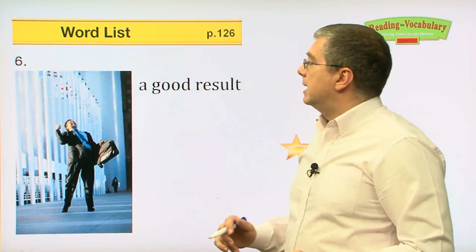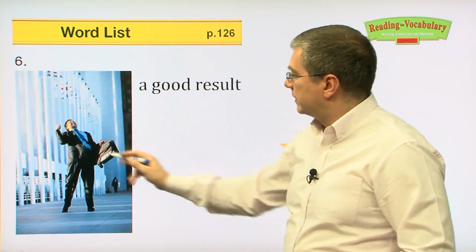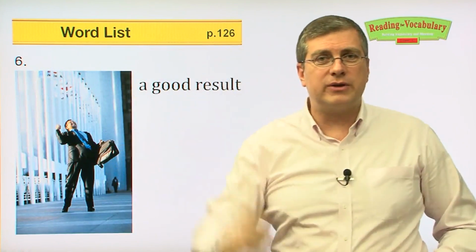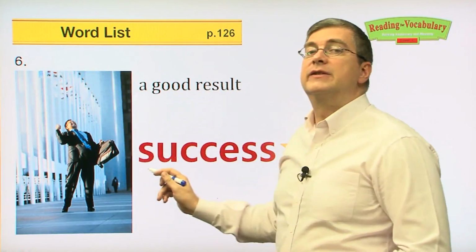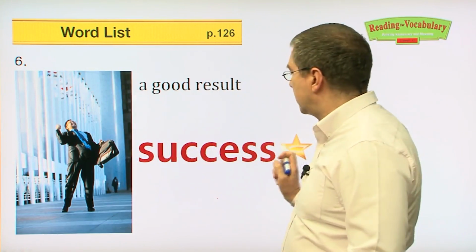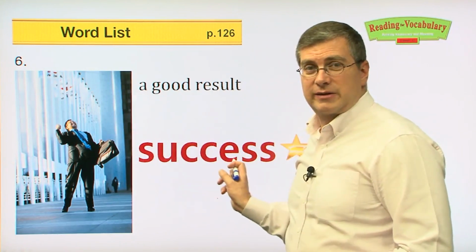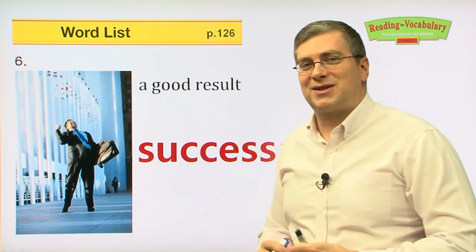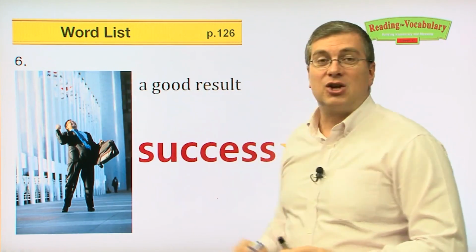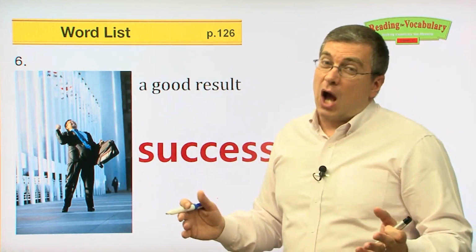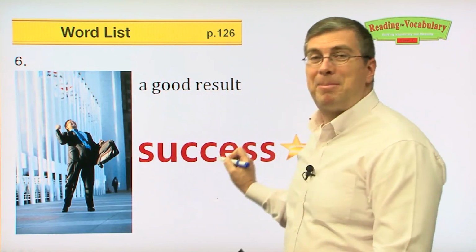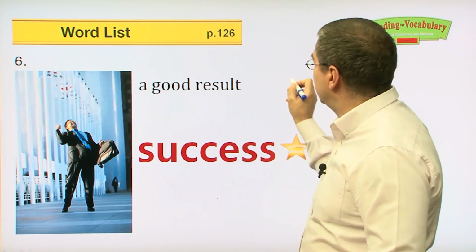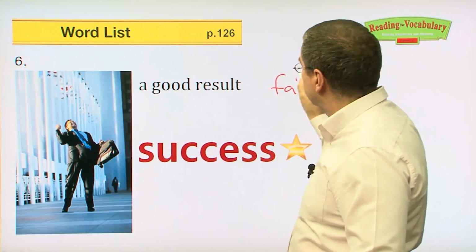Okay? Next one, a good result. He's very happy. He had a good result. He had success. Success. Maybe it's a little difficult to pronounce. Success. Hopefully you will have success in your life. You will have a good result. Of course, the opposite of a good result is a bad result. The opposite, pandero, of success is failure.